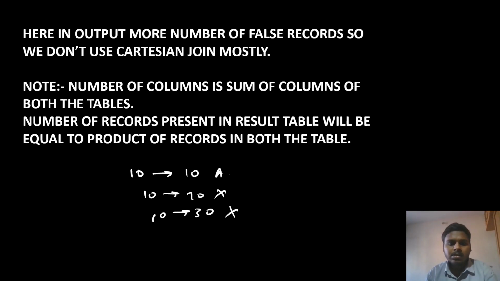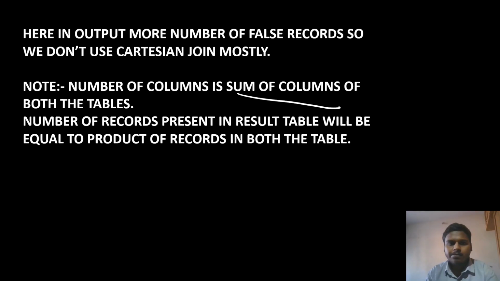But we want to see some combination. That's why I gave an example where we don't have an idea. To know an idea, we use Cartesian or cross join. Now, the number of columns is the sum of columns of both the tables, and the number of records is the product of records of both tables. Why is it called Cartesian? Cartesian means product, multiplication. Okay, I hope you got it.